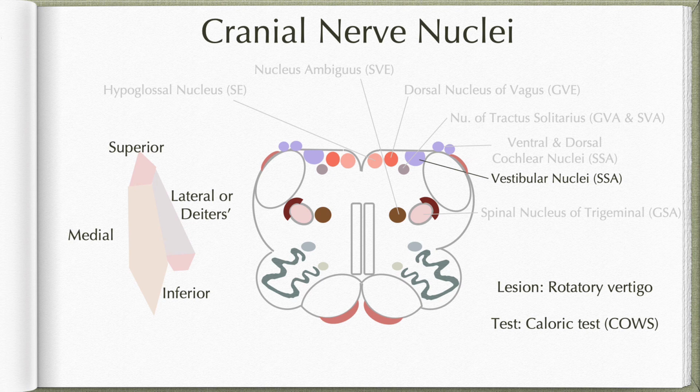We shall discuss various connections of the vestibular nuclei in a different segment. But what we can now know is that lesion to this nucleus results in rotatory vertigo and vomiting. And to test for this lesion, we can conduct the caloric test. That is, we introduce cold water followed by hot water in the external acoustic meatus. Normally this sets in nystagmus called the caloric response.